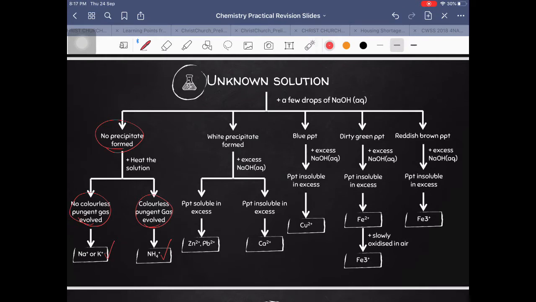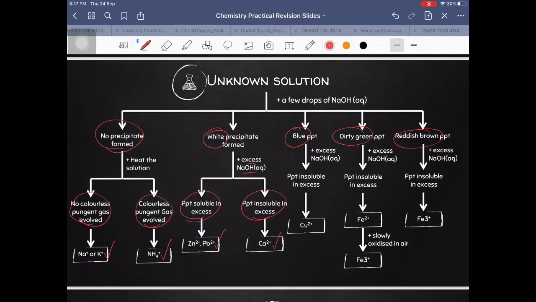If you observe a precipitate being formed after adding a few drops of sodium hydroxide, you need to take note of the color of the precipitate. If a white precipitate is formed upon adding excess sodium hydroxide, if that PPT is soluble in excess, this unknown solution would have contained either the zinc or the lead 2+ ions. But if the PPT is insoluble in excess, this unknown solution contains the calcium 2+ ions.